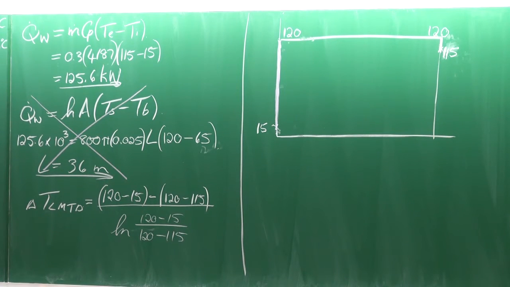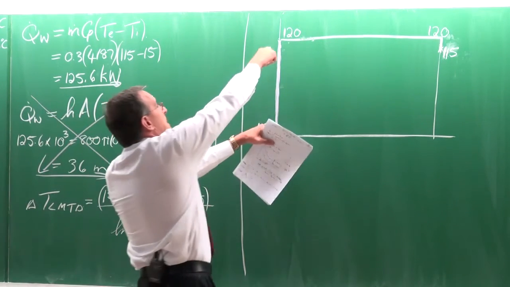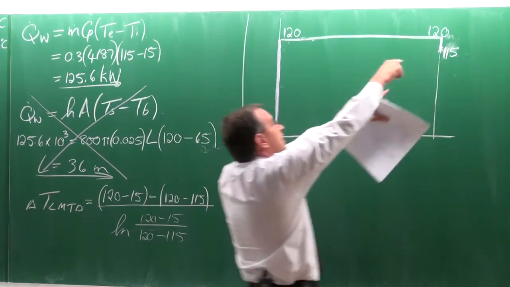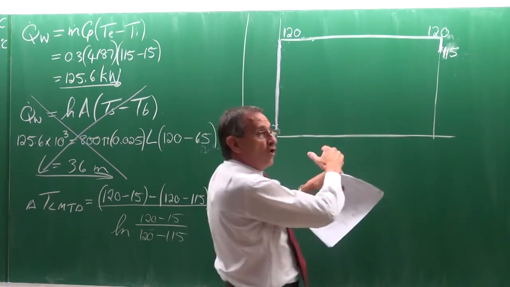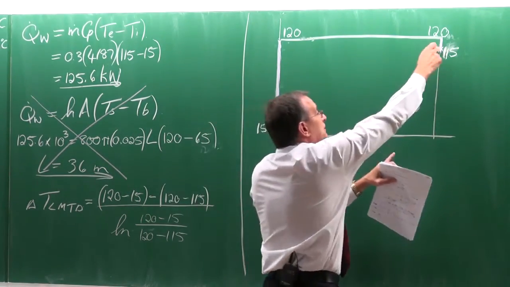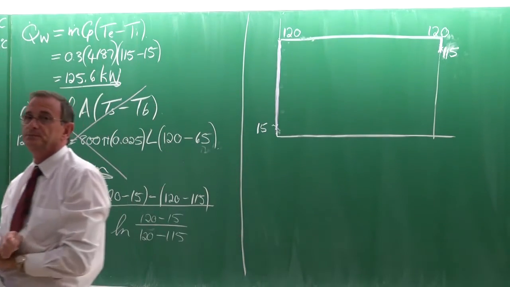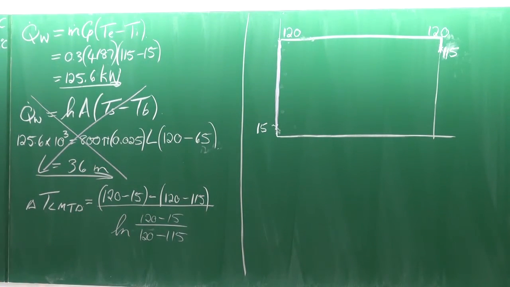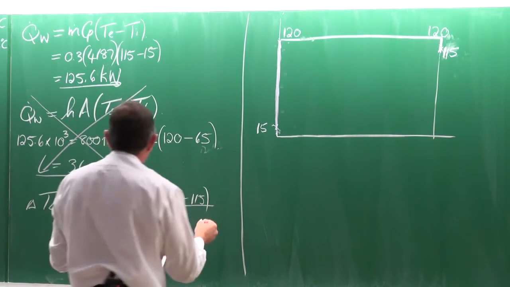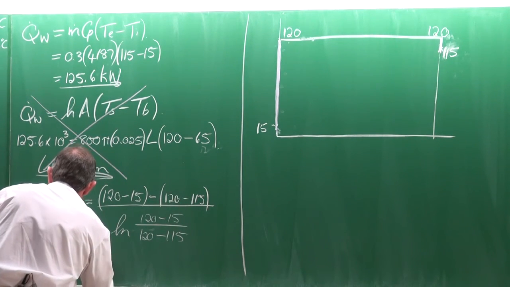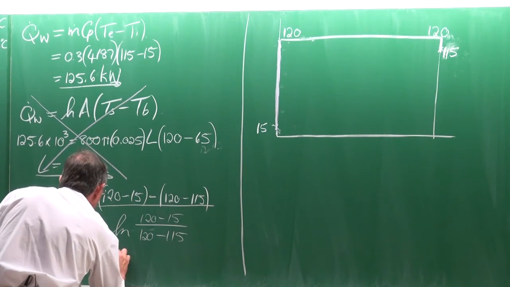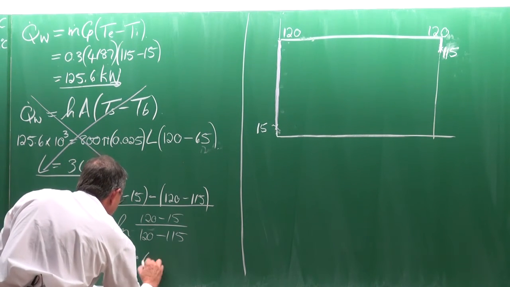So it's very easy. This temperature minus that temperature, divided by the ln of that temperature divided by that temperature. And if you do the calculation, it is equal to 32.87 degrees Celsius.